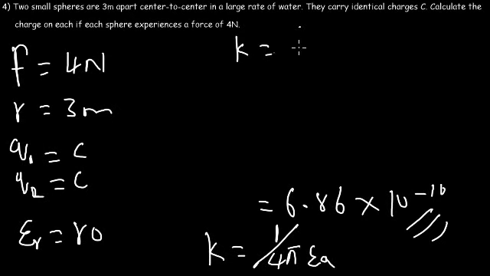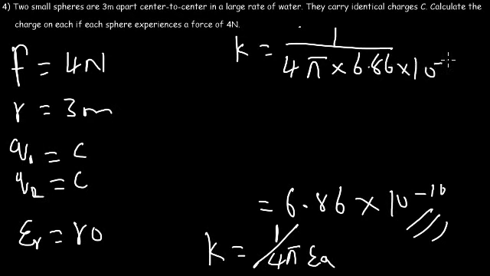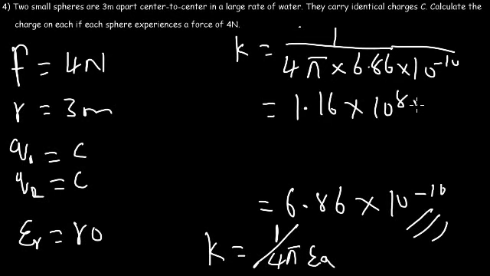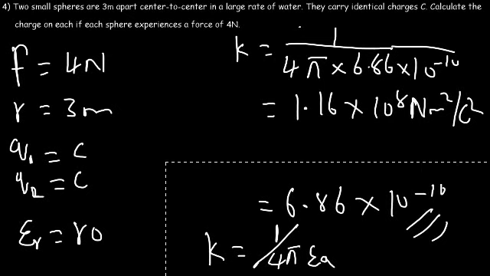So K will now be equal to 1 divided by 4 pi, then multiply by 6.86 times 10 to the power of negative 10. If you type that properly, you should get 1.16 times 10 to the power of 8. Don't forget, the SI unit is Newton meter squared per Coulomb squared. So that is the value of K that we have to use. Now we can begin the substitution.